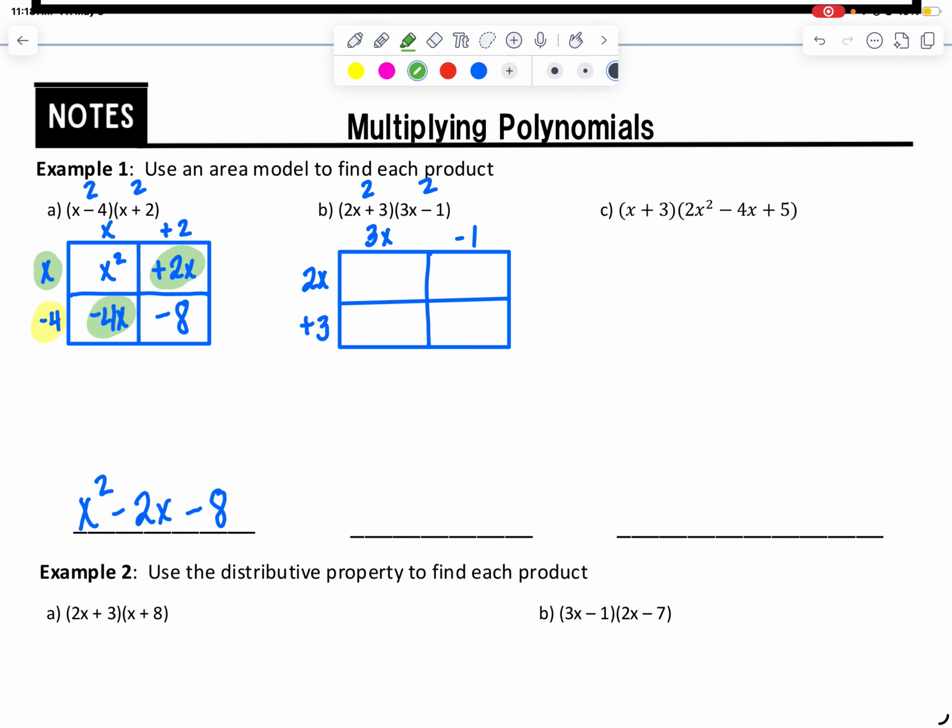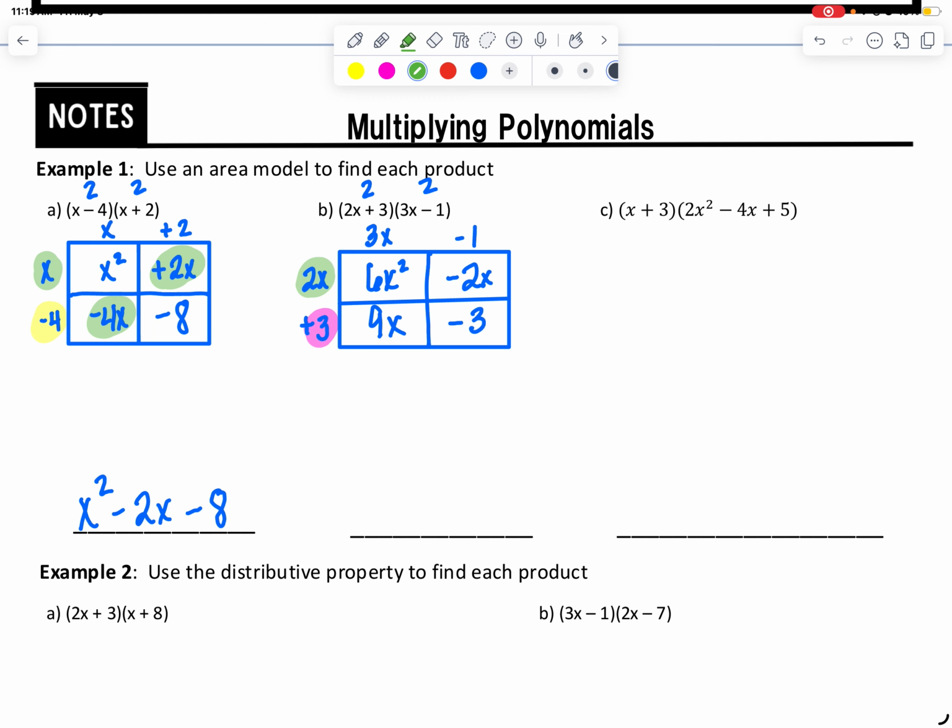So let's start this process again. Take your first term and multiply it by everything on the top. So 2x times 3x gives me 6x squared. 2x times negative 1 would give me negative 2x. Now take your bottom term, which is positive 3, and multiply it by everything on the top. Positive 3 times 3x gives you 9x. Positive 3 times negative 1 gives you negative 3.